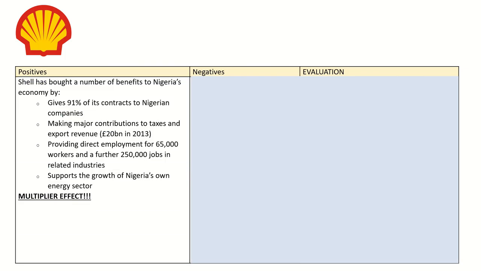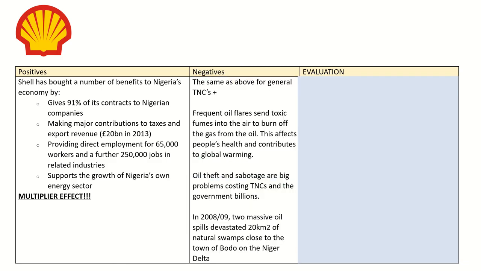91% of their contracts are given to Nigerian companies. They make huge contributions to taxes and export revenue, $20 billion, in 2013. Direct employment for 65,000 people, but a further 250,000 jobs in related industries. All of these things create multiplier effects. We've got to be honest here, even though that figure of over 300,000 jobs in total is massive, the population of Nigeria is well into the 200 millions. So it's only a small scratch in the ocean. One TNC alone can't solve this problem.